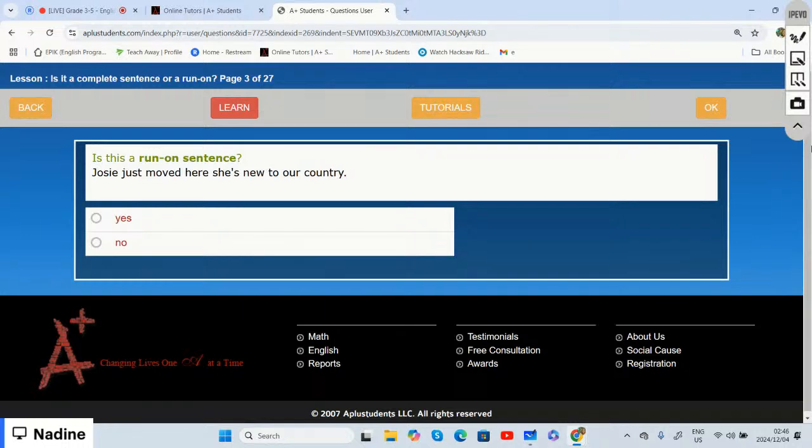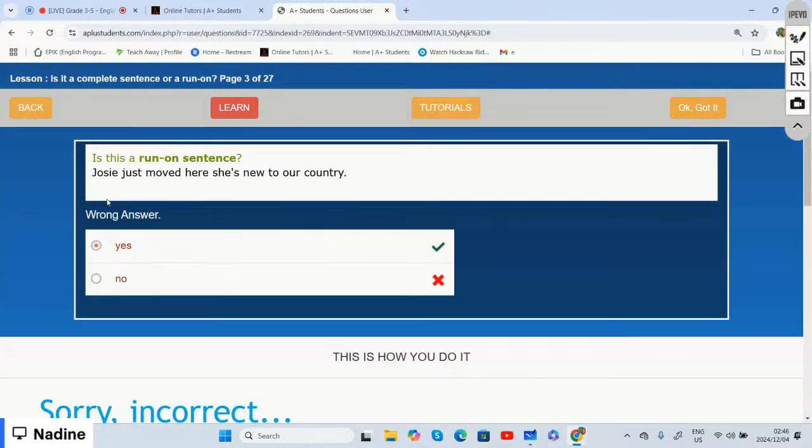And if we were to choose the run-on sentence, then yes, we need to say, is this a run-on sentence? Josie just moved here. She's new to our country. It's actually yes, because Josie just moved here is on its own, and then she's new to our country is also on its own. But well done for trying.